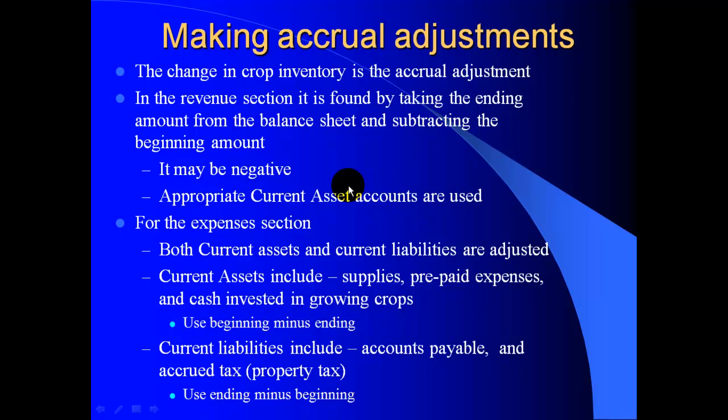The change in crop inventory is the accrual adjustment. In the revenue section, it's found by taking the ending amount from the balance sheet, subtracting the beginning amount. Sometimes it can be negative, and the appropriate current asset accounts are used.